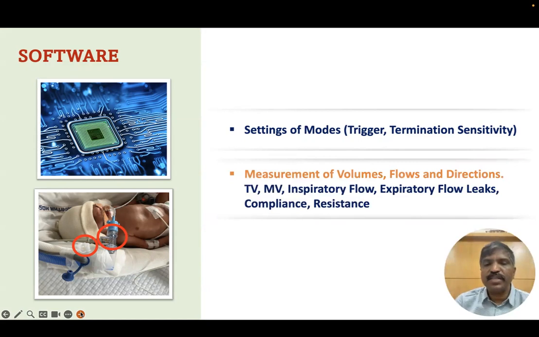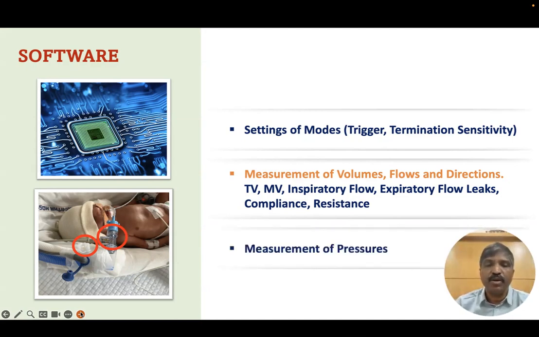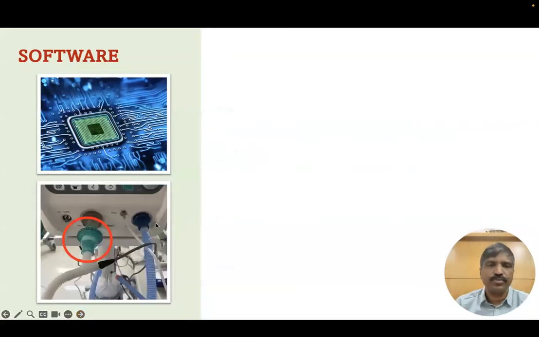The flow sensor also helps us in measuring the tidal volume, the minute volumes, the inspiratory flows, expiratory flows, leaks, compliance, resistance, and all other respiratory mechanics. It also helps you to measure the pressures which are in the circuit and also in the patient's lungs through the endotracheal tube.